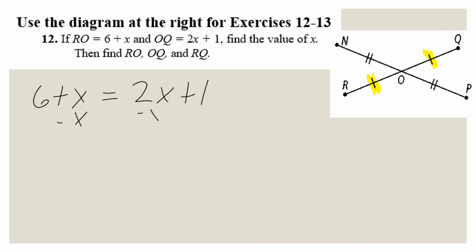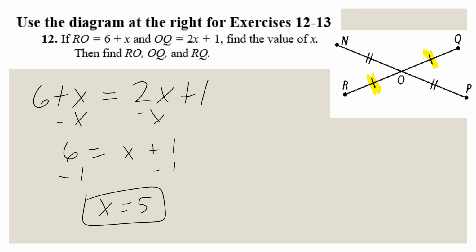So subtract x, we got 6 equals x plus 1, and then subtract 1. So x equals 5. Now that being said, we can go through here and figure out what our measures are of these three things. And again, just do it once because most of the time your first answer is going to help you get the next answers.